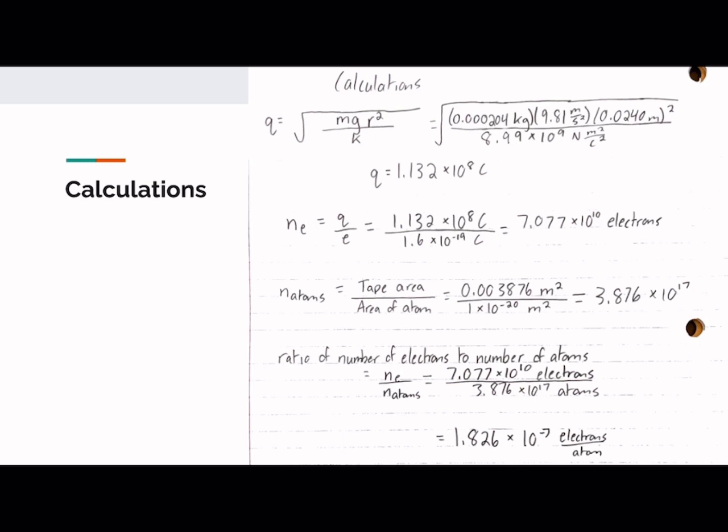And I later found that the number of electrons could be found by dividing the charge that I got previously by the fundamental charge, and the number of atoms could be found by dividing the tape area by the area of an atom, and I could find the ratio of the number of electrons to number of atoms by dividing the number of electrons by the number of atoms.